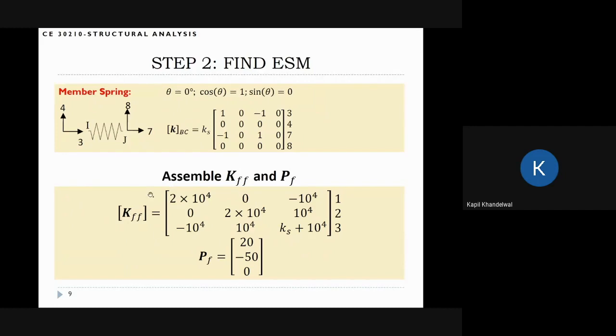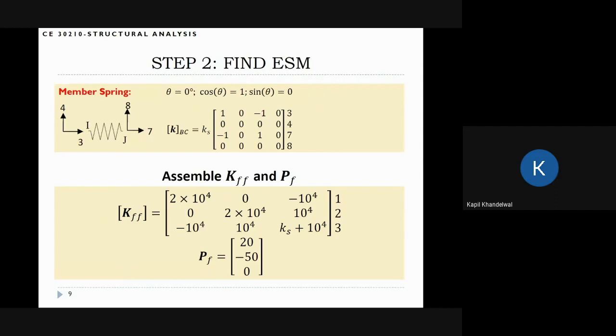And finally, this is the assembled KFF and PF. In this case, you can think that US is 0 and PF is 0. So to find the solution, we just need KFF and PF. And finding the solution means finding the unknown UF, and UF is actually U1, U2, and U3. And you can see that KFF, in this case, we have assembled in terms of KS. So we have not yet assigned any specific value to KS. And in the next slide, I'm going to put some numbers in KS to see what happens.